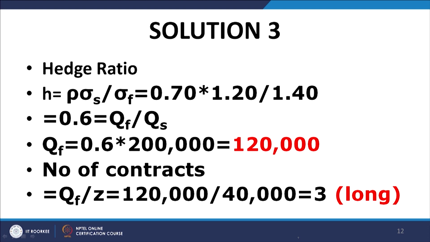If I put down these respective values from the problem, I arrive at a hedge ratio of 0.60, and using this hedge ratio I can work out QF, because hedge ratio is nothing but QF upon QS. So, QF is equal to 0.6 into QS. QS is given as 200,000, and therefore, QF works out to 120,000. And since one contract is of 40,000 pounds of wheat, you have to take 3 contracts. You take a long position, because you want to protect yourself against a rise in prices.